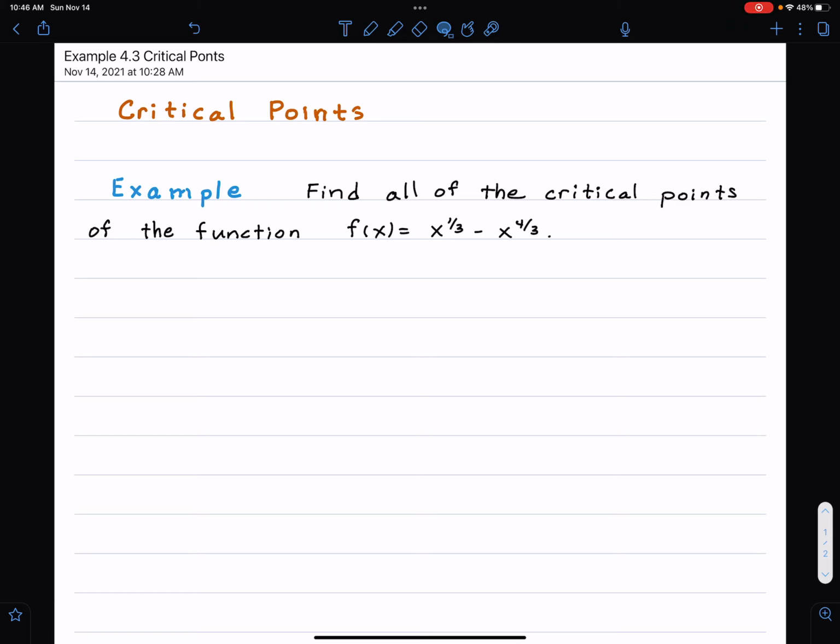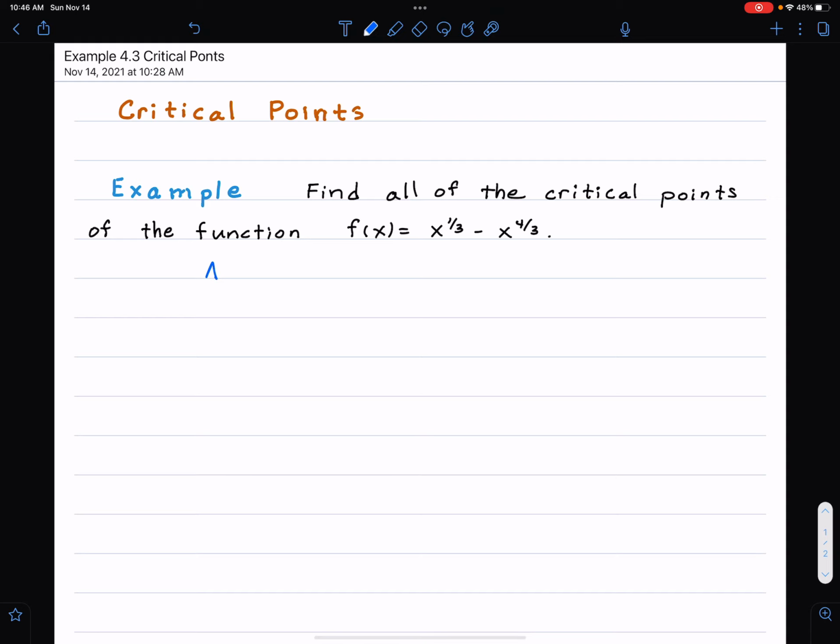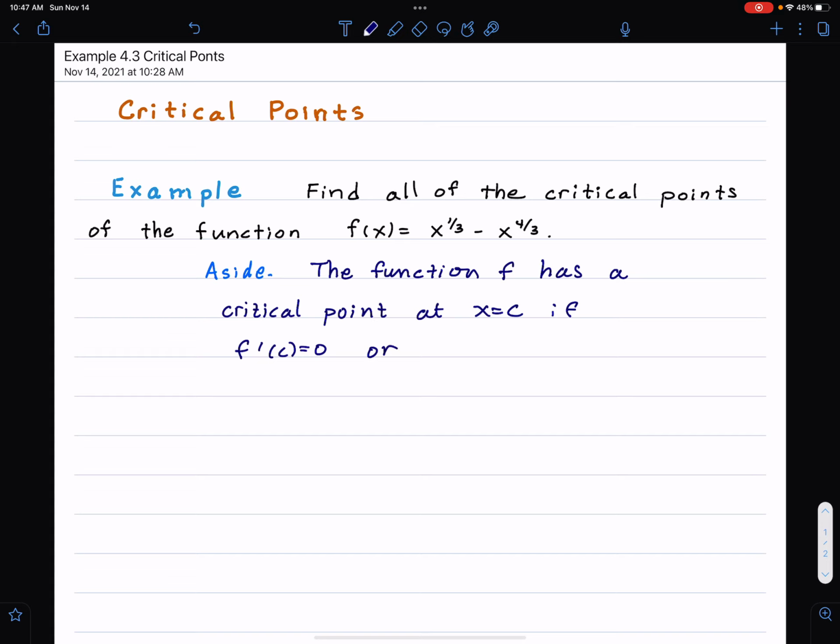Hello everyone. In this video we're going to find the critical points of a function. So let's take a little aside for a moment and remind ourselves what a critical point is. The function f has a critical point at x equals c if f prime of c is equal to 0 or f prime of c is undefined.